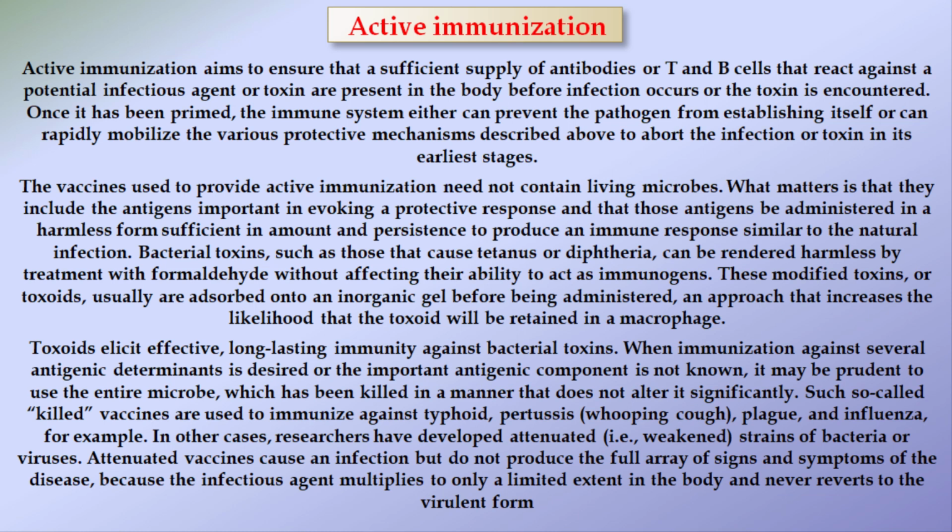When immunization against several antigenic determinants is desired or the important antigenic component is not known, it may be prudent to use the entire microbe, which has been killed in a manner that does not alter it significantly. Such so-called killed vaccines are used to immunize against typhoid, pertussis, whooping cough, plague, and influenza, for example.